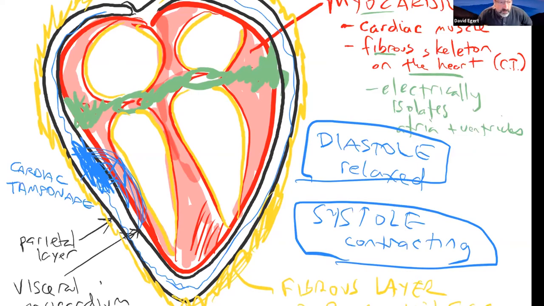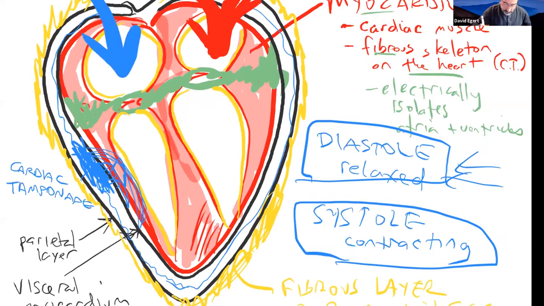And basically, most of the time, the heart is in diastole. The heart is relaxed and refilling. There is blood that has been at the lungs and is coming back into the left atrium, or blood that's been at the body and is returning into the right atrium. So the blood is returning from the body and the lungs, entering into the atria, and basically just flows through the atria into the ventricles and starts filling up in the ventricles.